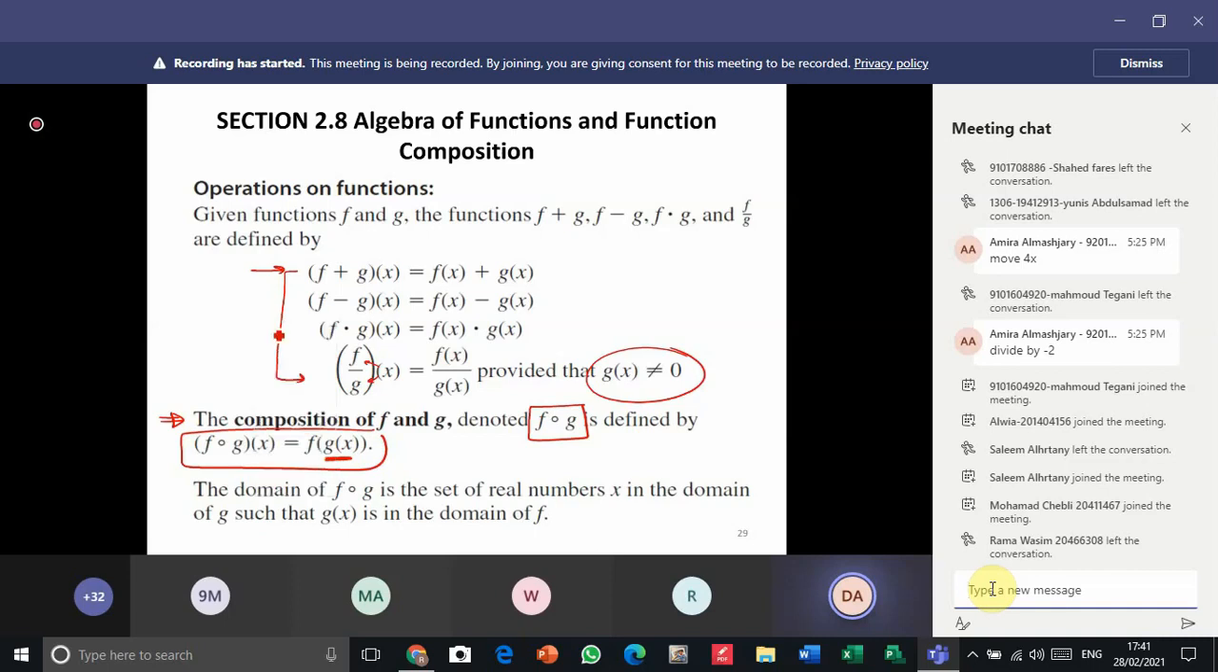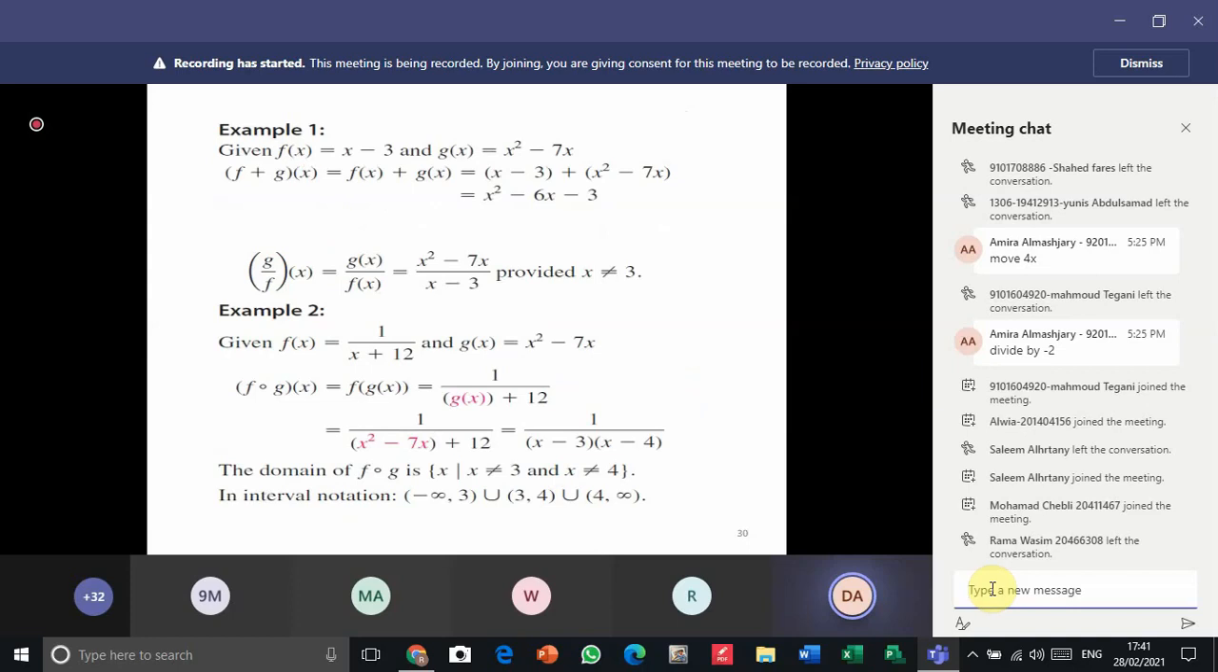Example about this, look at this. If we have f of x and g of x, this is the value of f of x, and this is the value of g of x. We need to find the addition. f of x is x minus 3, and g of x is x square minus 7x. So we put x square, add x with negative 7x, so we have negative 6x. We have only the constant negative 3, so put negative 3. So this is the addition.